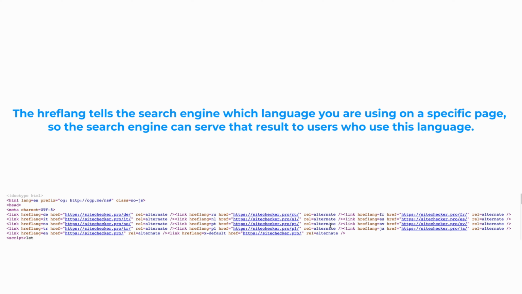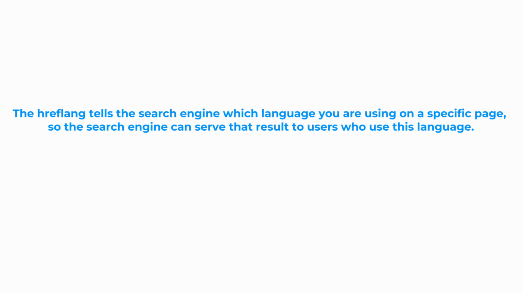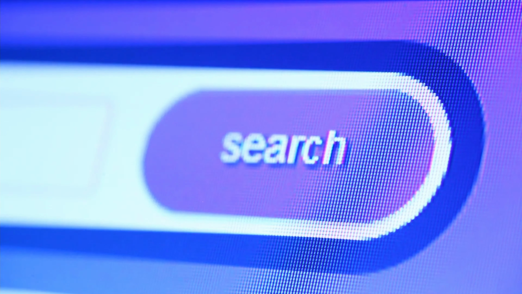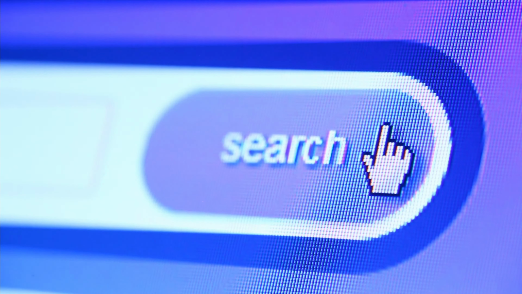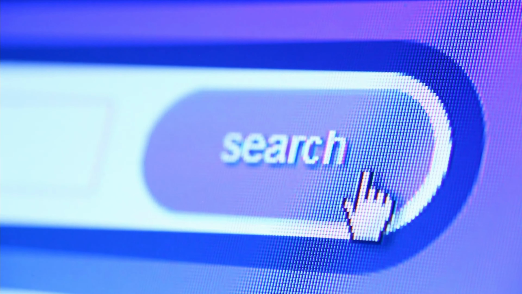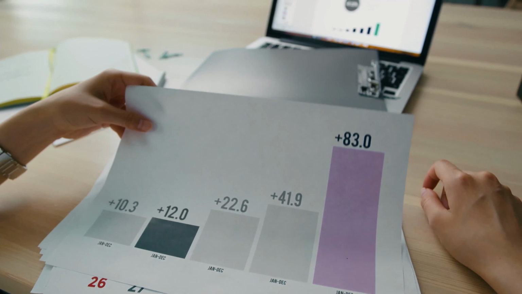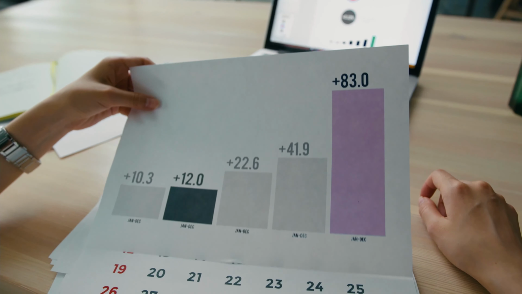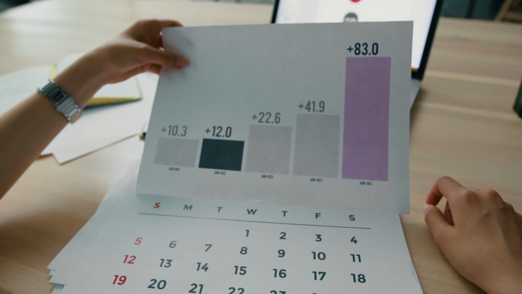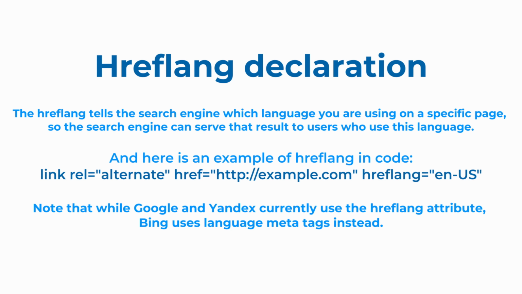For example, if you create a different language version, Spanish for example, of your English language homepage, you would provide it to users by using a specific Hreflang tag, so that users with relevant IPs are served that page in Spanish instead of the English version. This will influence your bounce rate by making sure that the right audience lands on the right version of your page. Keep in mind that while Google and Yandex currently use the Hreflang attribute, search engine Bing uses language meta tags.